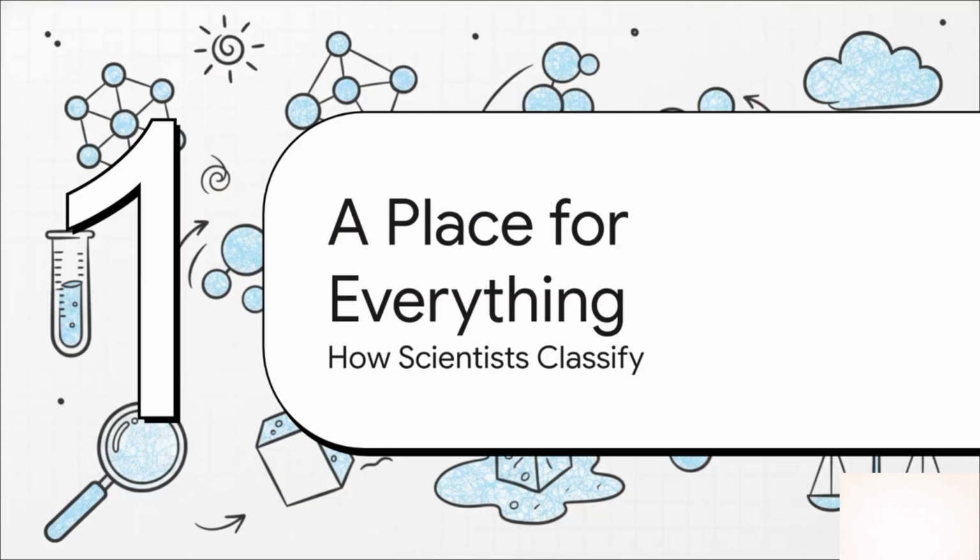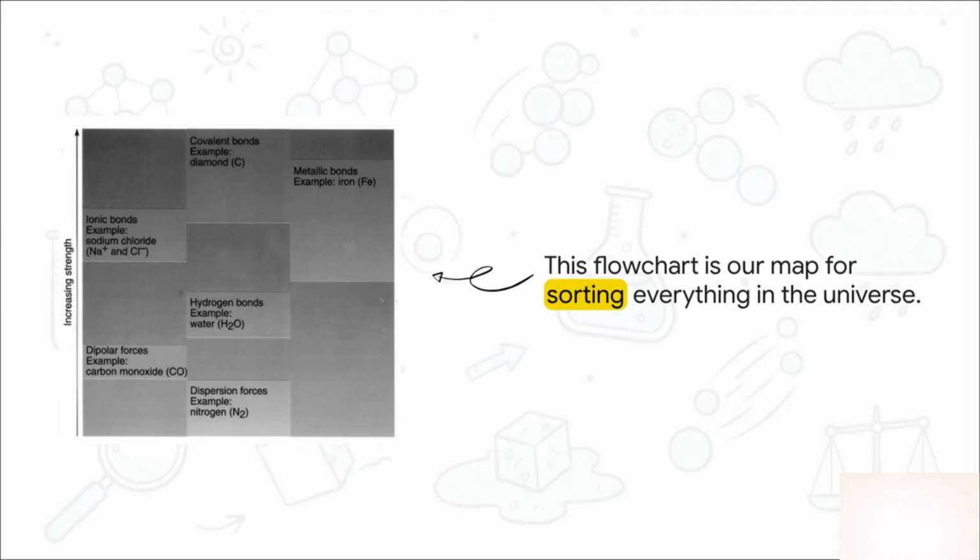Okay, so if everything is matter, how in the world do scientists even begin to make sense of it all? Well, they do what scientists do best. They put things in boxes. They classify it, organizing everything into neat little categories so we can actually wrap our heads around how it all works. And this flowchart, this is our roadmap.